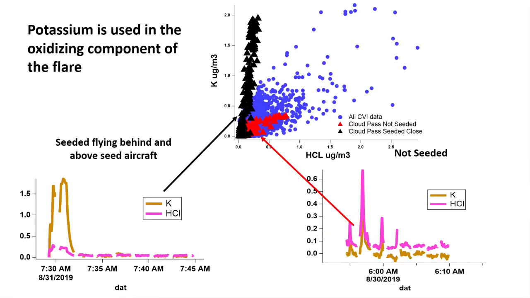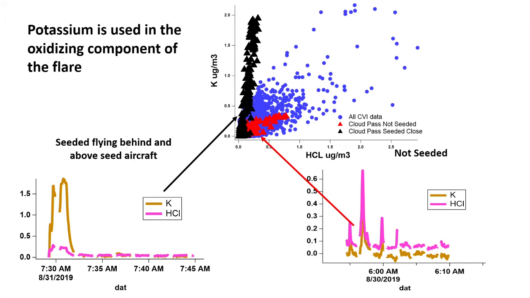Now, another way that we can tell seeded clouds from unseeded clouds, if the seed is this calcium chloride, is they actually use potassium as the oxidizing component to burn the flare in those flares. So you get a potassium signal with the flare. And if you look at the case where we are right behind and above the seed aircraft, obviously we see a huge potassium signal there in the time series and less of an HCl signal.